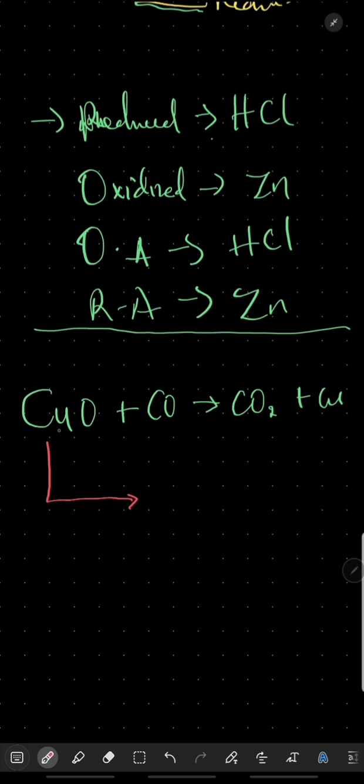Now I can say that copper has oxygen and copper does not have oxygen again. It has oxygen here and it does not have oxygen here again. So copper loses oxygen. The loss of oxygen is called what? It is reduction, because oxidation is the addition of oxygen, then reduction is the loss of oxygen. So it means that this is what? Reduction.